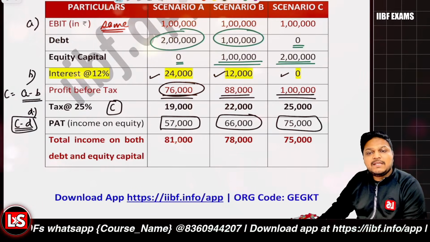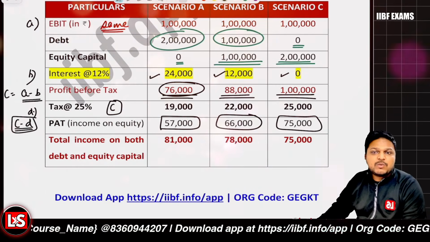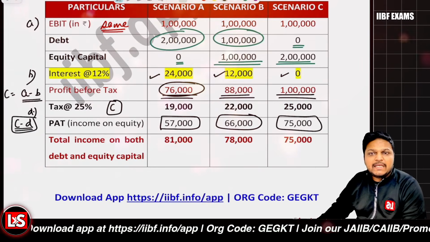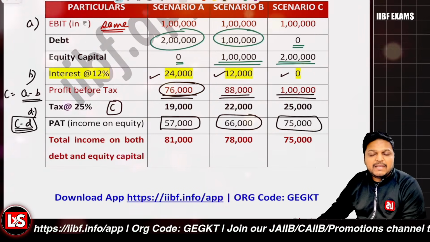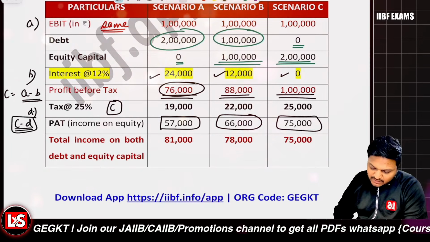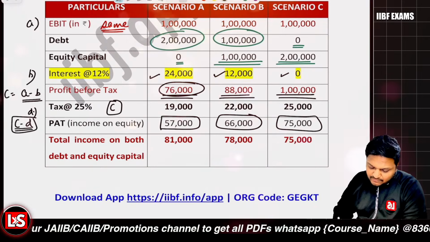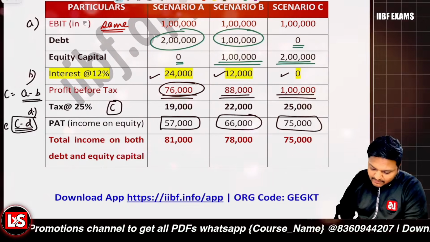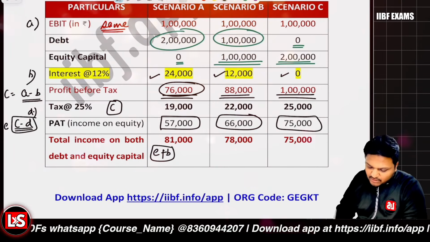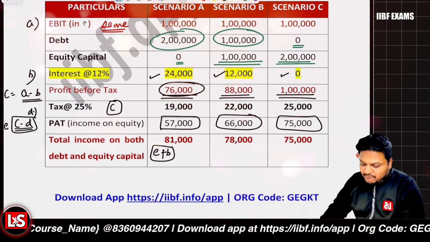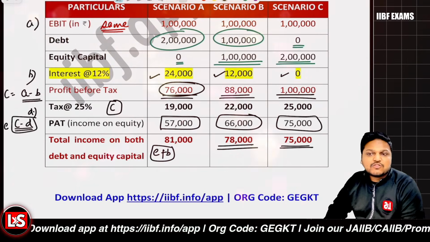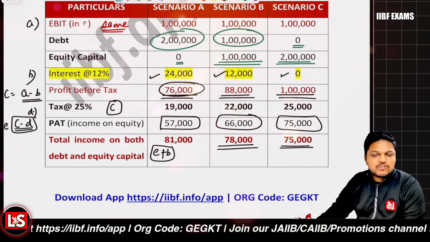So the total income on both debt and equity capital is what? What would be the total income on both debt and equity component? In this scenario, it is 81,000 rupees. Means we are talking about E plus B, or B plus E. So it is 81,000 in the first case, 78,000 in the second case, and 75,000 rupees in the third scenario.